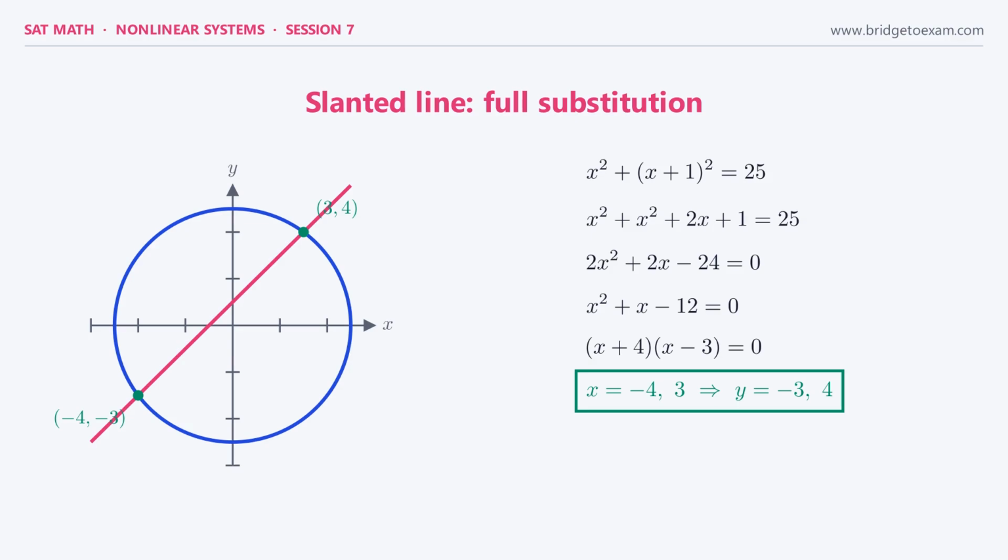That factors as x plus 4 times x minus 3. So x equals negative 4 or x equals 3. Back substitute into the line, the easy equation. When x is negative 4, y is negative 3. When x is 3, y is 4. The 2 points are negative 4, negative 3, and 3, 4. And notice both points sit on that same 3, 4, 5 circle.